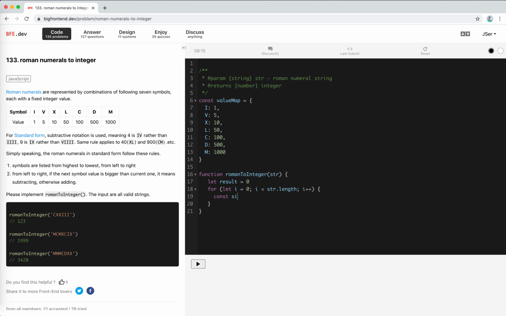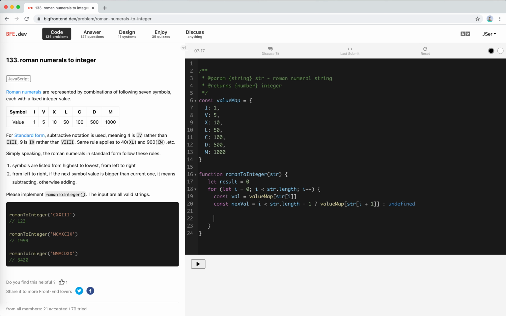Okay, so the sign would depend on the next one. Next one exists and is bigger than the current one, right? Okay, let's say the val would be value map of str[i], right? Next val equals value map of str[i + 1], if it is not empty, right? If it does not overflow, if i is smaller than str.length minus 1, then it should be this. Otherwise it is undefined.